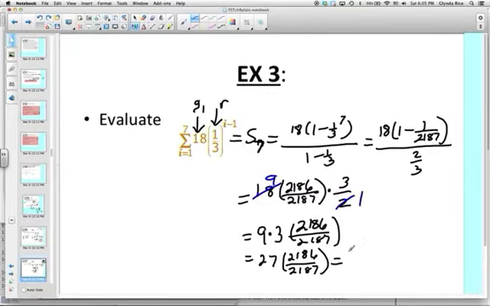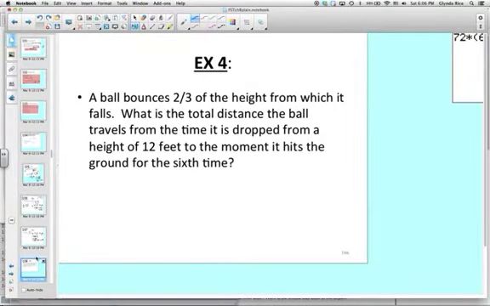And I get 21.86 over 81. Obviously 27 went into that. And as a decimal, that is 26.988 because it was 876. Let's go to the next one.